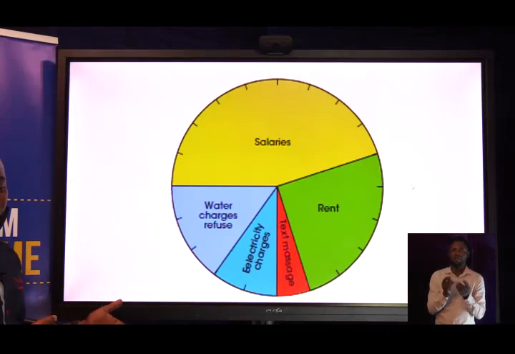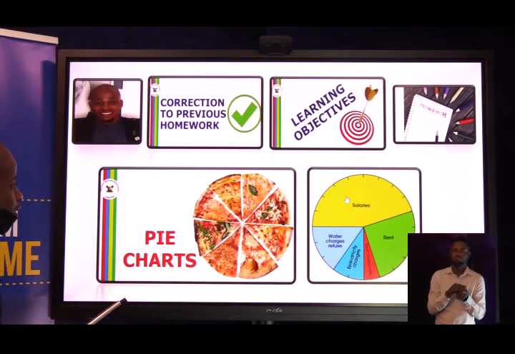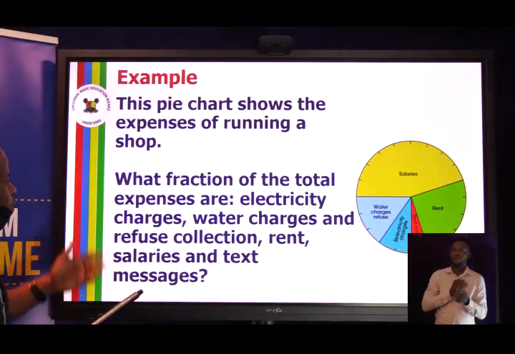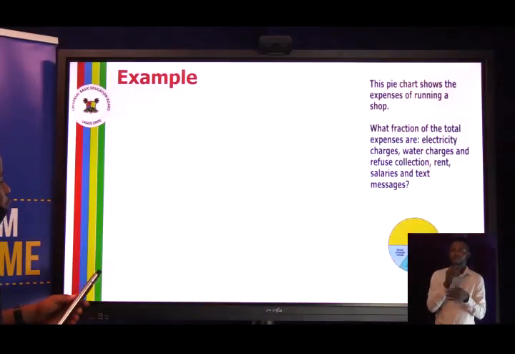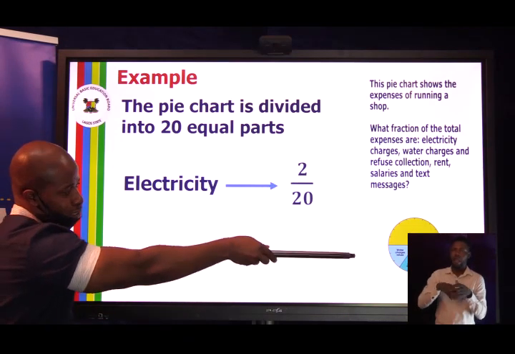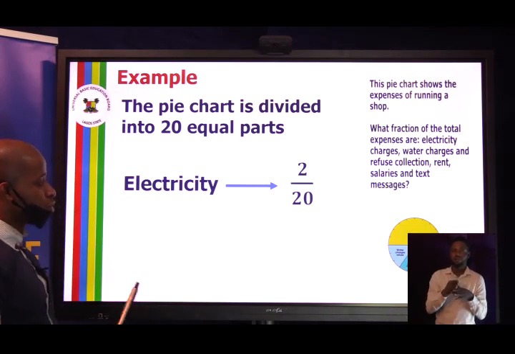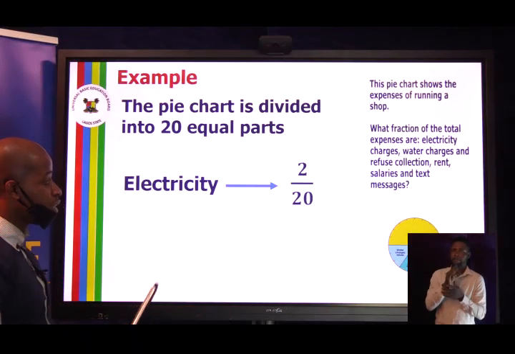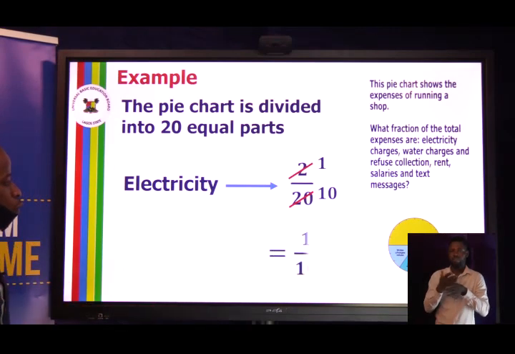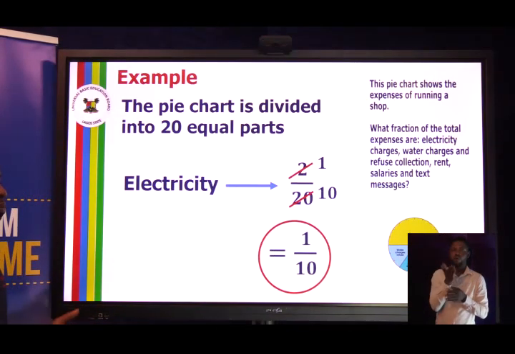You can see it's very easy to pick out. So I just write that as the fraction. Electricity takes 2 parts out of 20 parts. That's the fraction. But I can reduce this to the lowest term by dividing by 2. So 2 goes here, 1, 2 goes here, 10. Final fraction is 1 all over 10. That's my final answer. It's as simple as that. You just count how many out of how many.